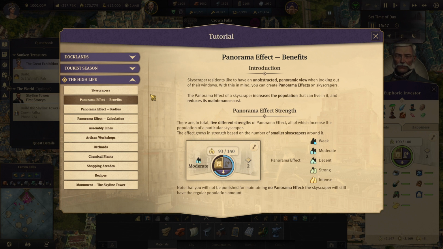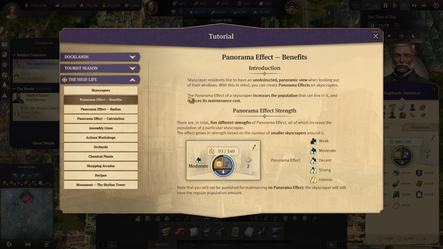I'm not really sure how that works. I guess it may mean something like more people want to move in, and therefore there are fewer empty apartments or something like this. But anyway, in effect, in the gameplay, it increases your population, and we're going to see by how much, and if that's interesting. And here it says it reduces its maintenance cost.